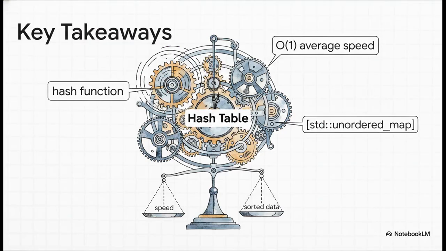So let's lock in the most important points. Hash tables give you that lightning-fast O(1) average speed by using a hash function to map keys to values. In C++, your go-to implementation is std::unordered_map. And just remember the golden rule. When speed is your top priority, choose unordered_map. When you absolutely need your data to stay sorted, that's when you reach for map.